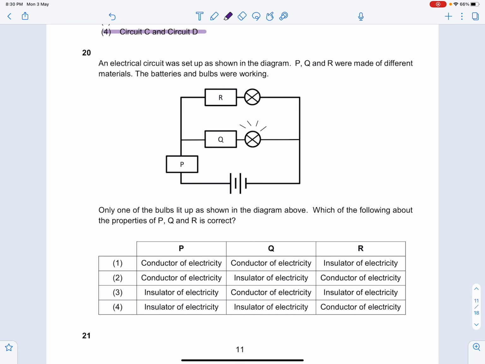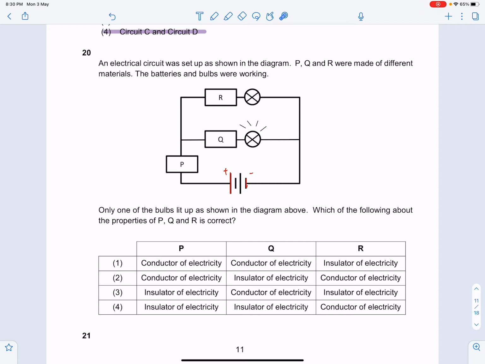So whether or not a material conducts electricity. Take a look at this, and you find out which one is a conductor of electricity by tracing the route in which your electric current flows. First things first, electric current always flows from the positive end to the negative end. Just in case you didn't know that, the longer line signifies positive and the shorter line signifies negative. So electric current would flow from this direction to this direction.